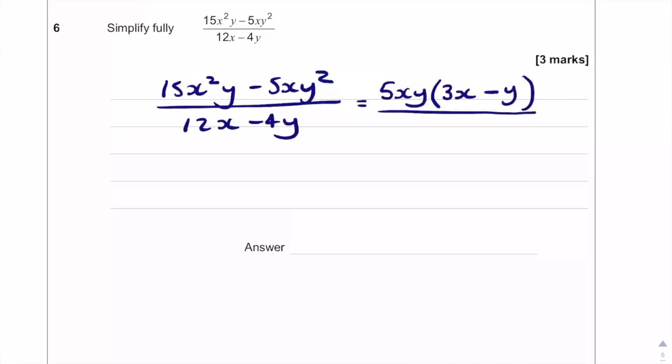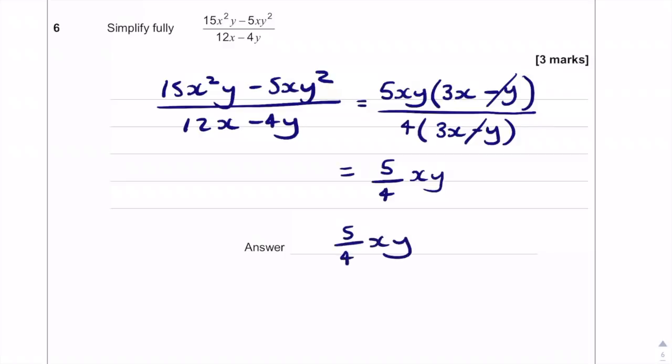And then we can also factorise our denominator by factorising out the 4, and then we are just left with 3x minus y. Well, these 3x minus y's cancel out, and we are just left with 5/4 of xy.